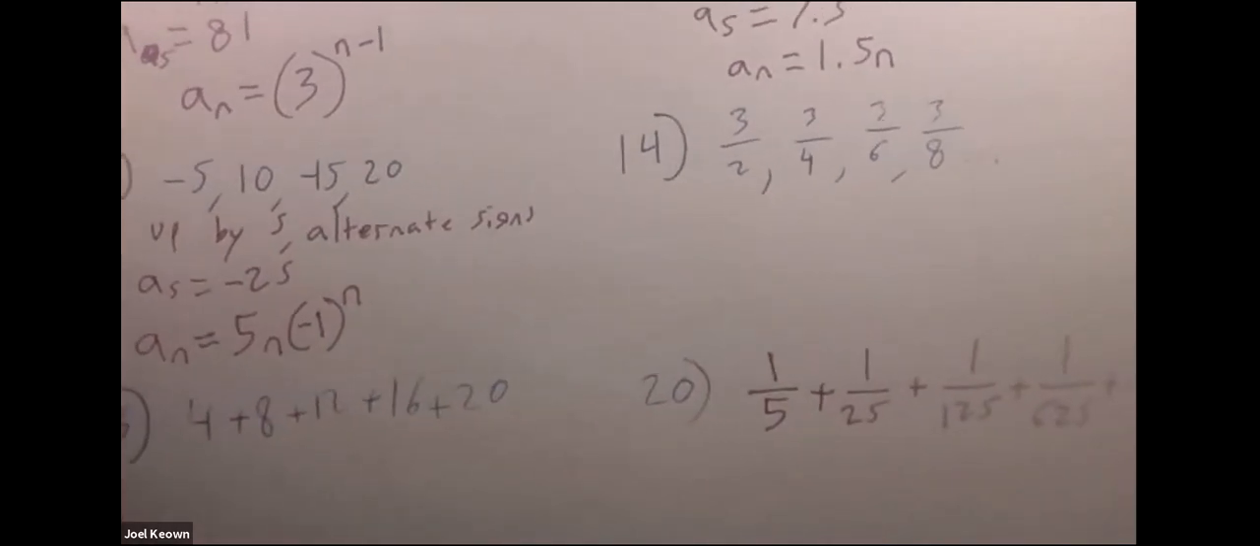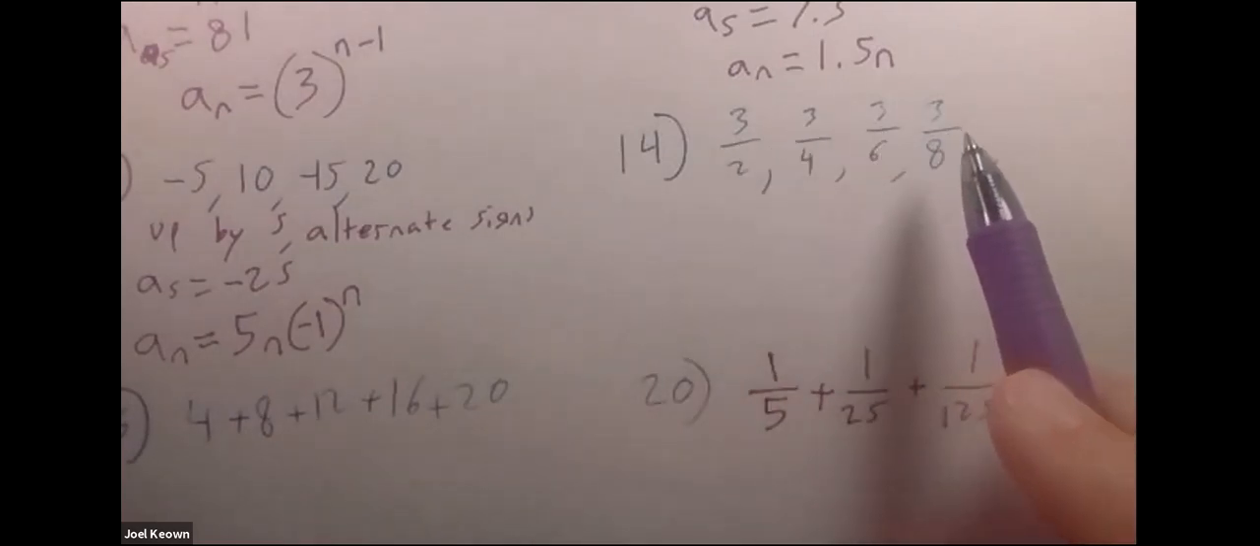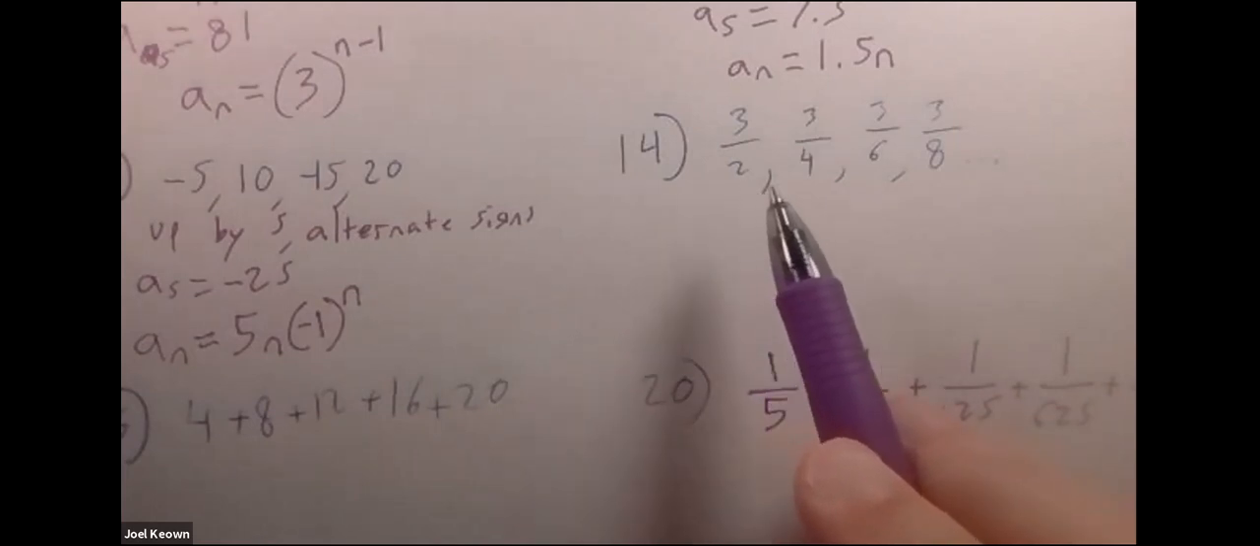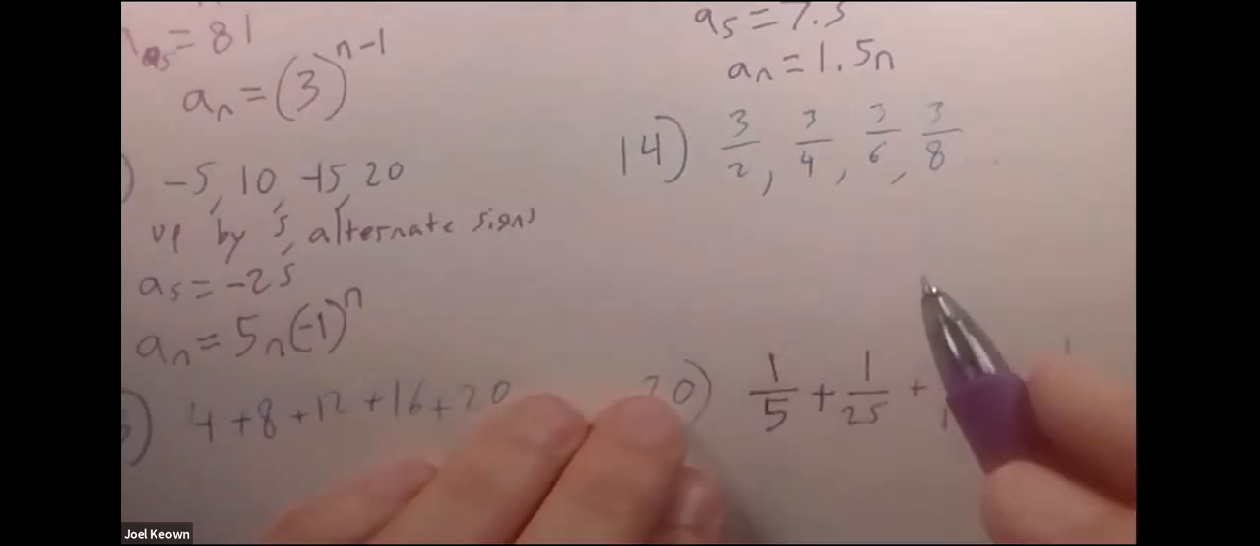Move on to number 14. So here, the top stays at 3. The bottom goes 2, 4, 6, 8. Okay, so I'm going up by 2's. So let's think, what's my pattern?